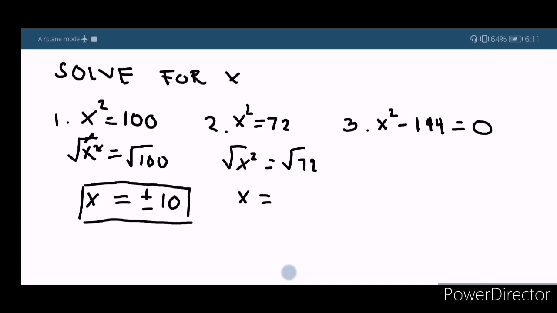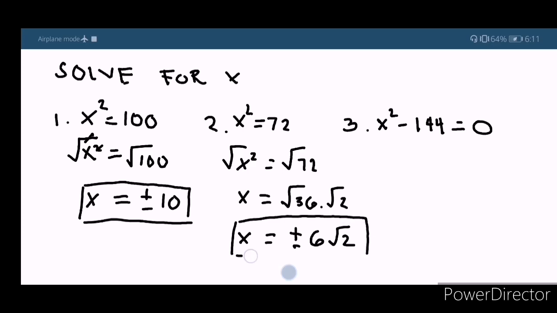Okay. So, ang naisip natin dito, 36 times 2 is 72. And 36 is perfect square. So, we're going to use square root of 36 times square root of 2. So, x is equal to yung 36 natin, ang square root niya is 6. So, positive and negative, plus or minus 6 square root of 2. So, ito yung answer natin sa number 2.